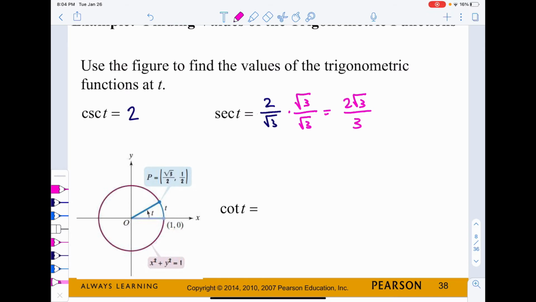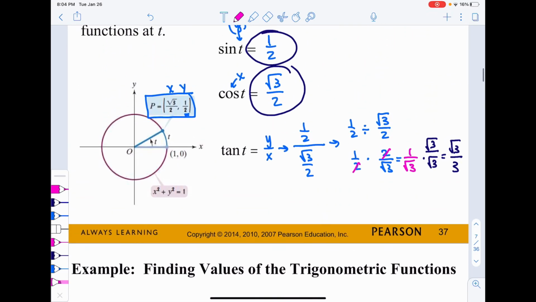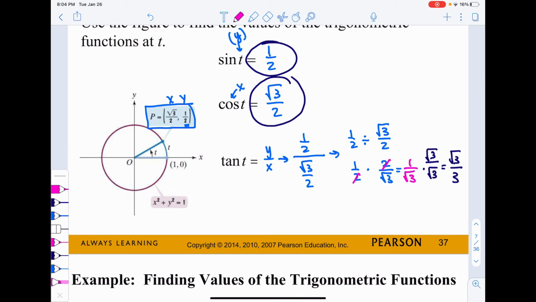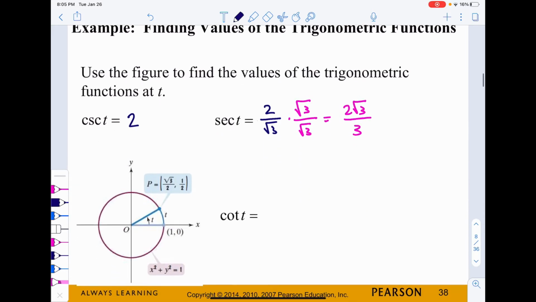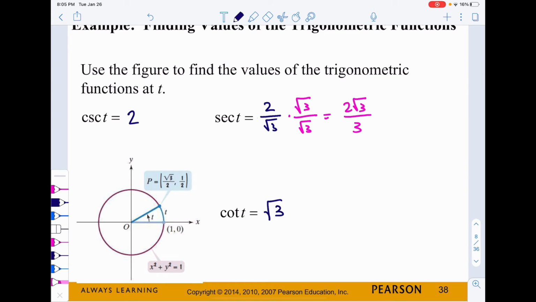And then our cotangent of t is just the reciprocal. I'm going to go back over here and look at it from the point of, I have this 1 over root 3. So when I flip that, that's just going to give me a root 3. If I had taken my simplified answer, I'd have to undo all that work that I did with rationalizing that denominator.